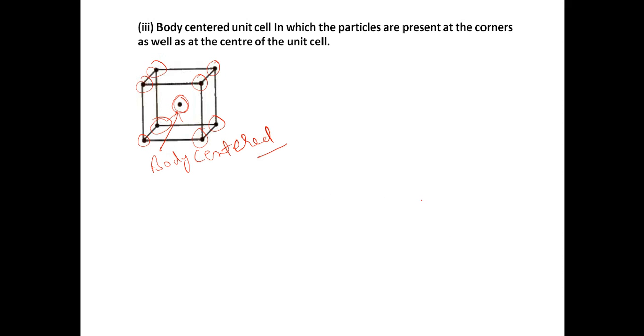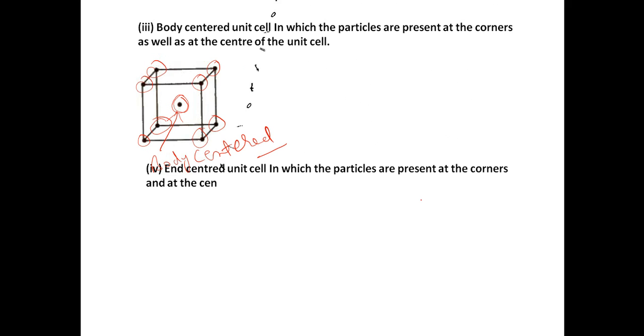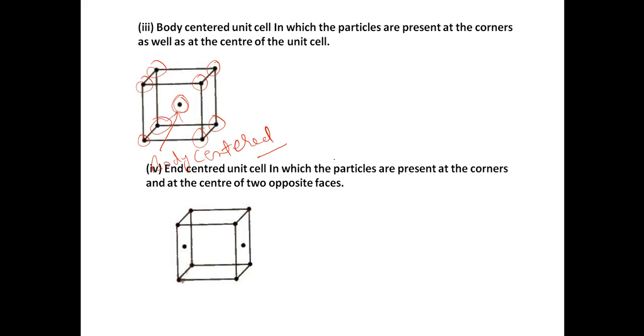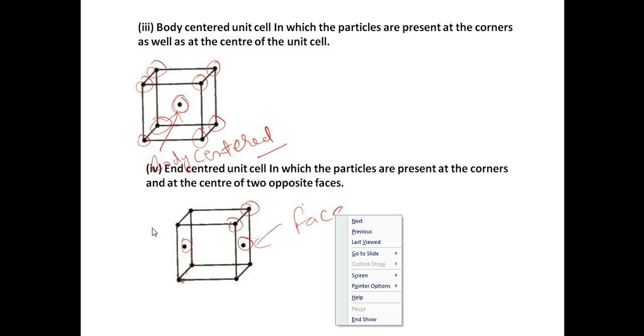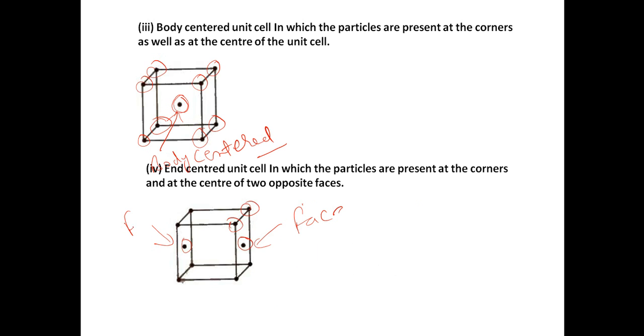Here we will discuss another type, that is the end-centered unit cell, in which the particles are present at the corners as well as at the center of 2 opposite faces. Here the atoms are present at the corners, and these are the 2 atoms which are present at the opposite faces. So if atoms are present in 2 opposite faces in a unit cell, that type of unit cell is known as an end-centered unit cell.